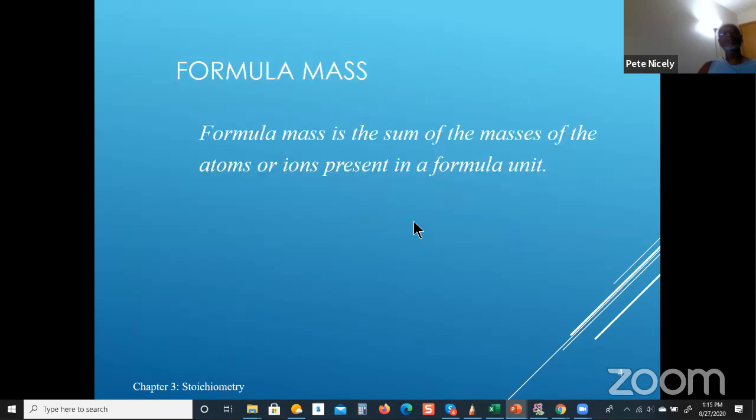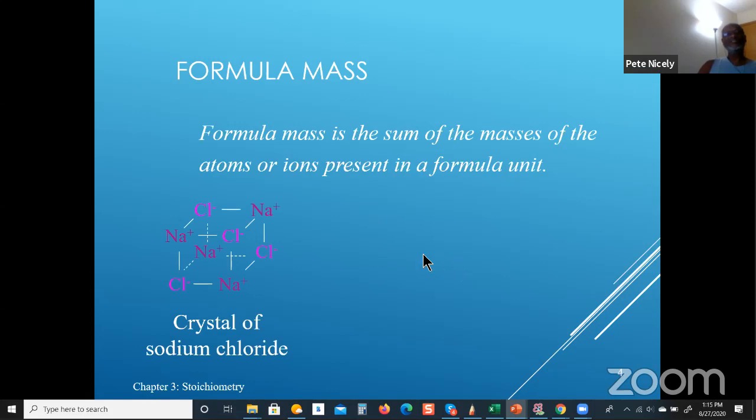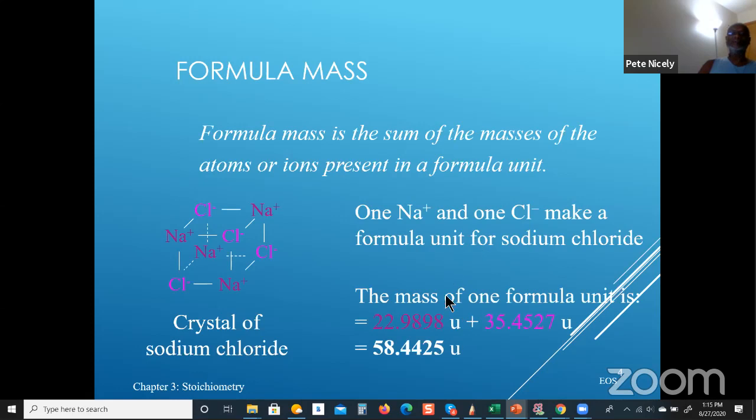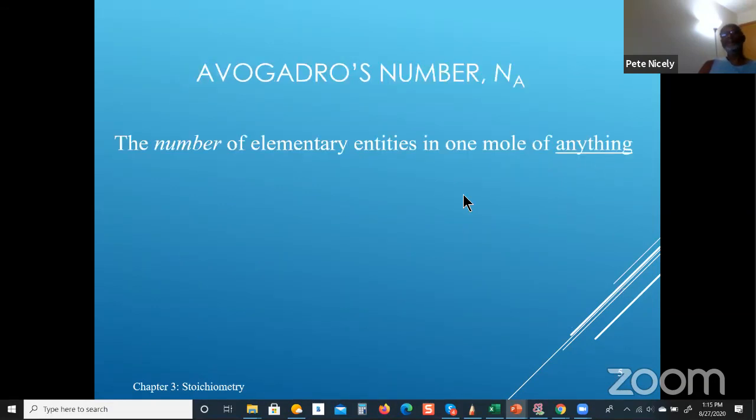atomic units, all right? Now the formula mass is basically the same thing. The only difference is that we apply it to the formula for an ionic compound, right? So if you have an ionic compound like sodium chloride, remember now, ionic compounds do not exist as molecules. So basically we're using the empirical formula for the compound. And therefore, when we add them up, in the case of sodium chloride, this is what we get, 58.44 atomic mass units, AMU, all right? So it's basically the same thing as the molecular mass, but we apply it to the formula unit for an ionic compound.